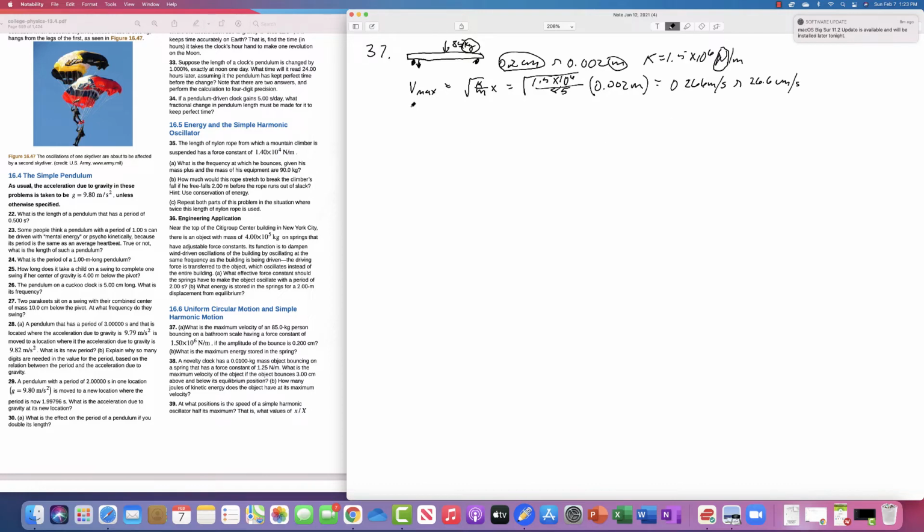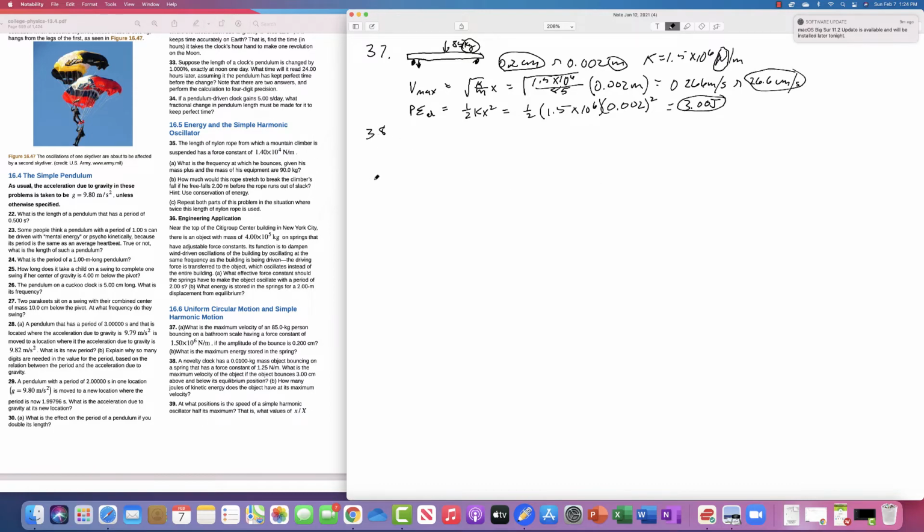The formula for potential energy has not changed. It is still 1/2 kx squared, which is 1/2 times 1.5 times 10 to the 6th times 0.002 squared. You do the math here and you get 3.00 joules as the energy.